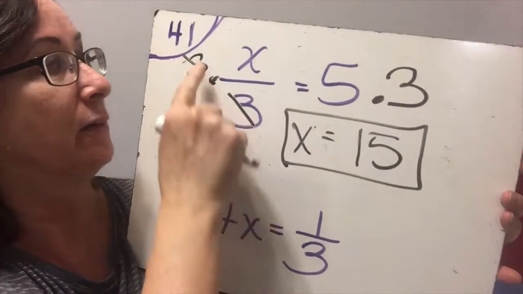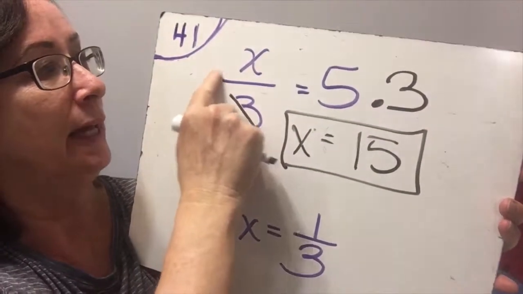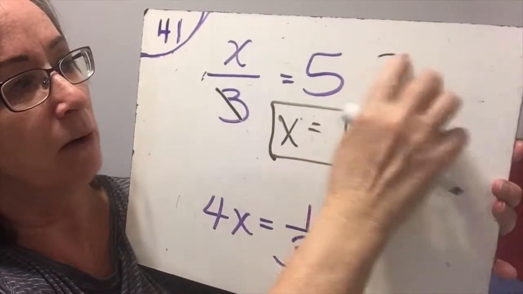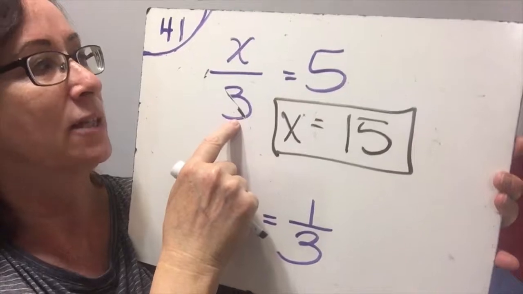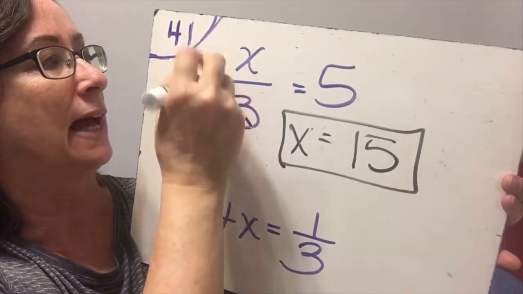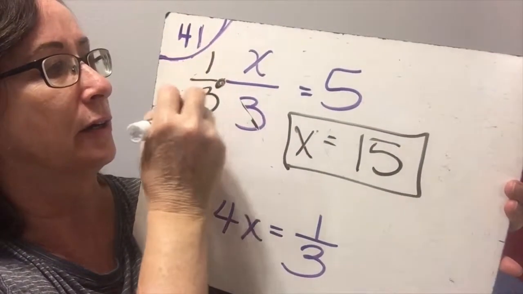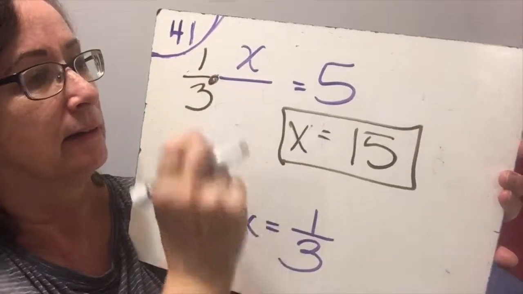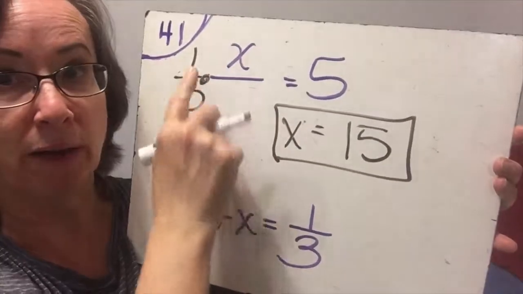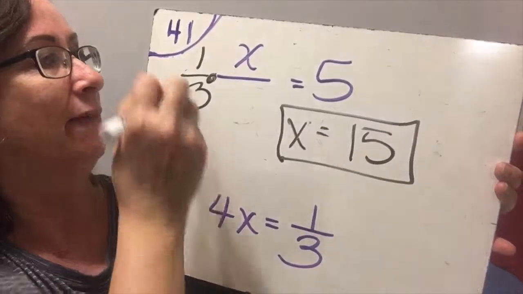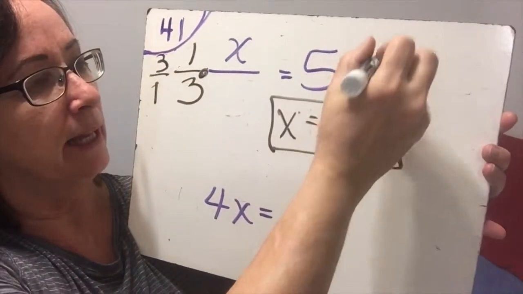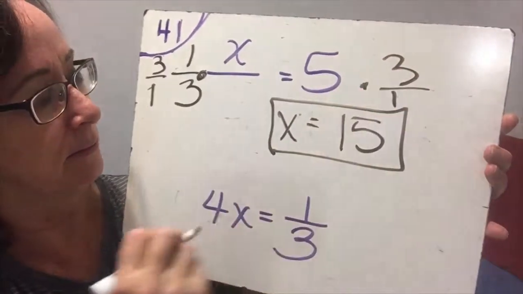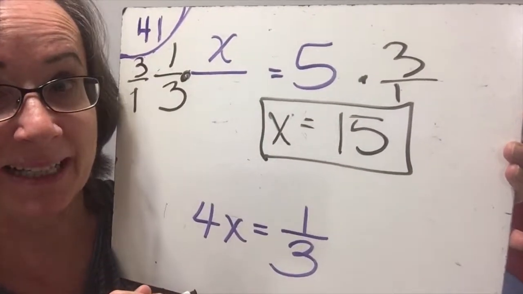The other way to do it would be, if that's too hard, you can say, okay, that x/3 is really the same thing as 1/3 x. Isn't that the same as x/3, 1/3 times x? And then you can see that the 3/1 is the reciprocal, and you still get the same answer.